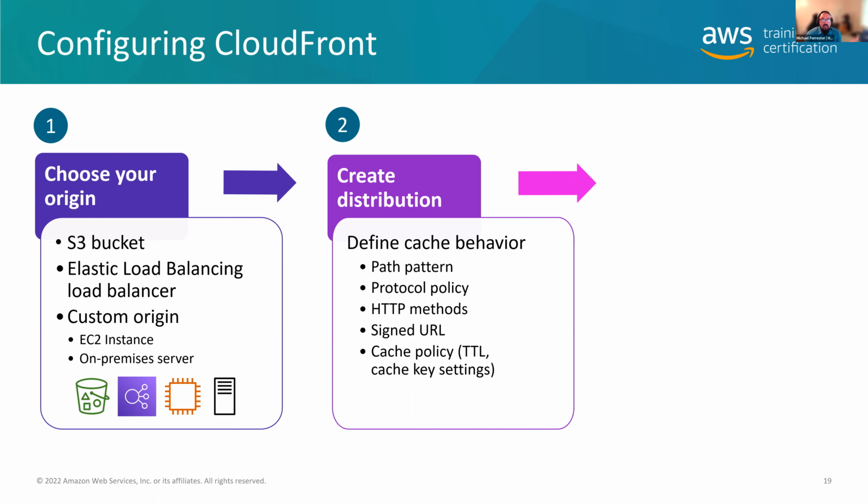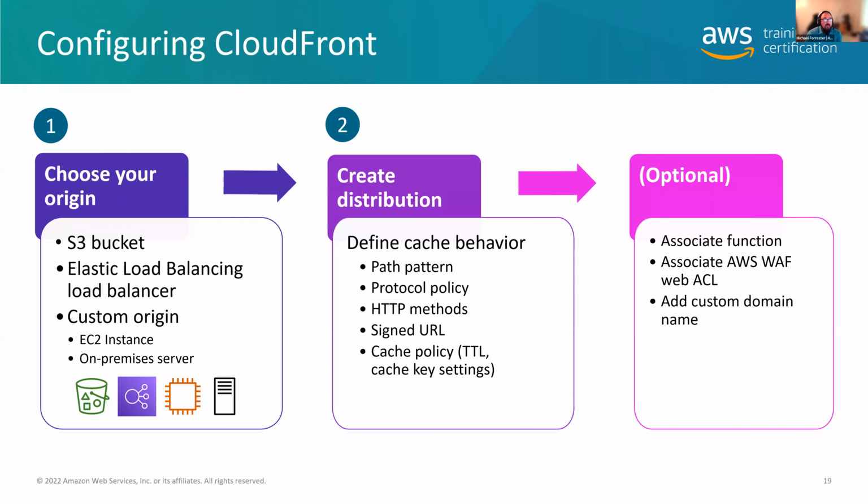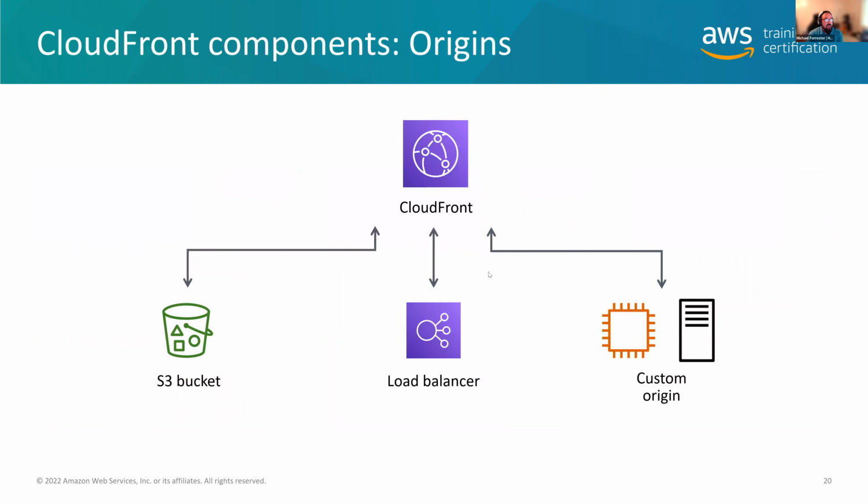Right. And then when you create the distribution, it's going to give you a URL, by the way. And if you want, you can associate that URL with a custom domain name. You can put a WAF in front of it. You can put a Lambda function around it. You can do all kinds of things. Very flexible. CloudFront's been around for a while too, so it's a really stable product.